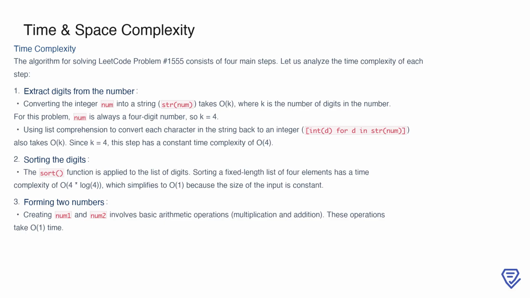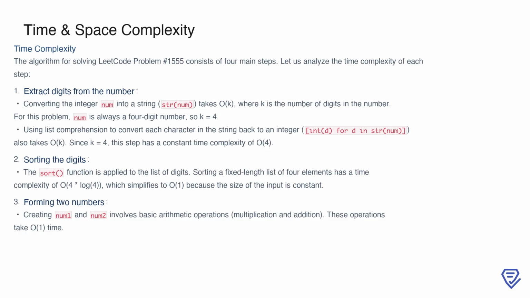To analyze the time complexity of our solution to problem number 1555, let's break it down into its main operational steps. First, we extract the digits from the input number. This involves converting the integer into a string, which takes O(k) time, where k is the number of digits. Since the input is always a 4-digit number, k equals 4, so this operation is performed in constant time, O(4). After converting the number to a string, we use list comprehension to transform each character back into an integer. This step also takes O(k), or O(4), as we are iterating over a fixed number of digits.